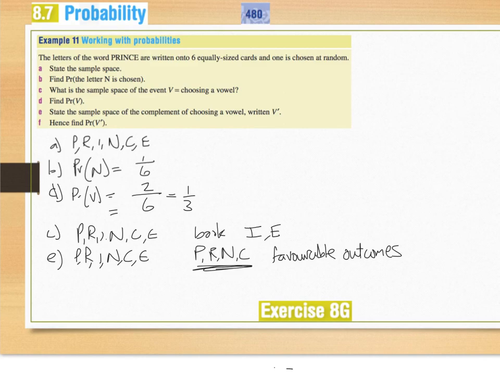Now, in F, they ask what is the probability of not finding a V, and that will be 2 out of 3, because finding V is 1 out of 3. The complement means it makes up the total, so it must be 2 out of 3, because 1 out of 3 and 2 out of 3 give us 3 out of 3, and that is why it's called the complement. Please have a look at exercise AG according to your timeline. If you have any questions, kindly ask your teacher. Thank you.